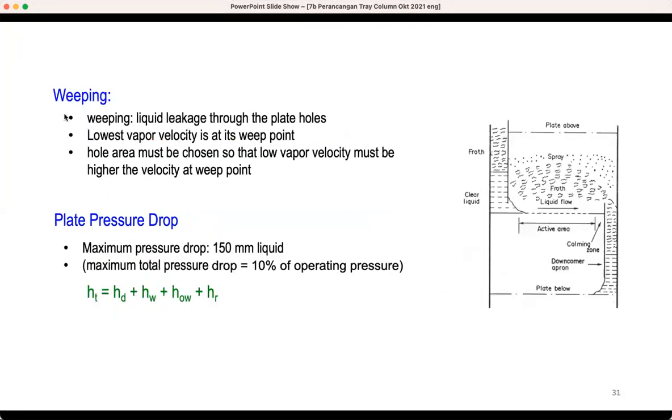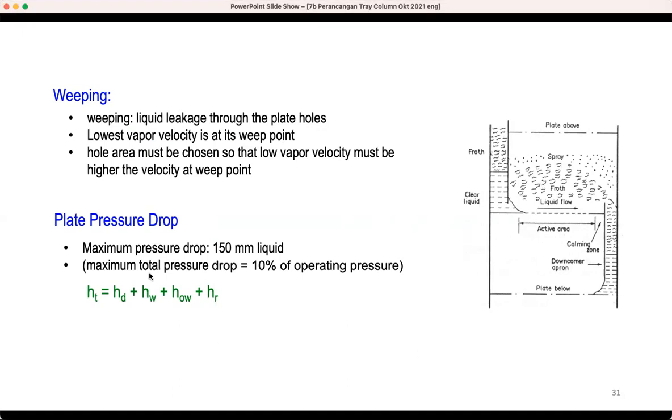What is the first one? Let's have a look at weeping. Weeping is liquid leakage from the plate holes. The lowest vapor velocity is at its weep point, and the hole area must be chosen so that the lowest vapor velocity is higher than the velocity at the weep point. There is a test on weeping, and you need to check that the low vapor velocity is higher than the velocity at the weep point, because if it is less, then the liquid will weep.